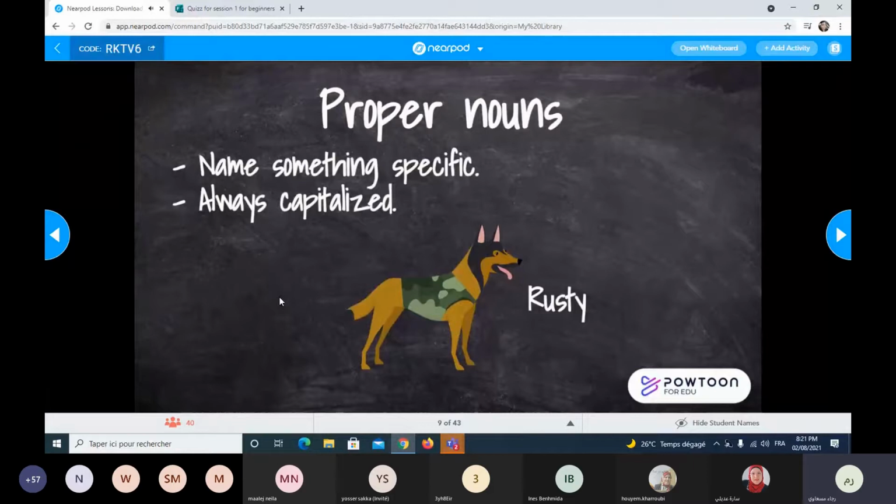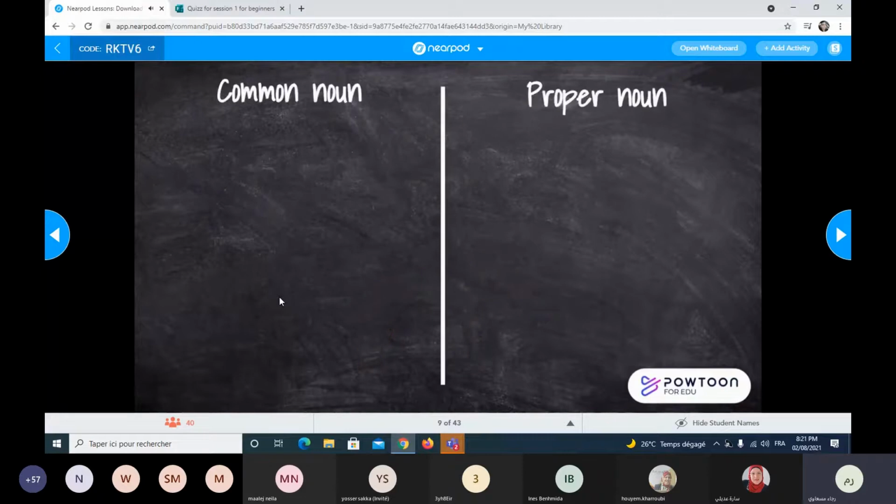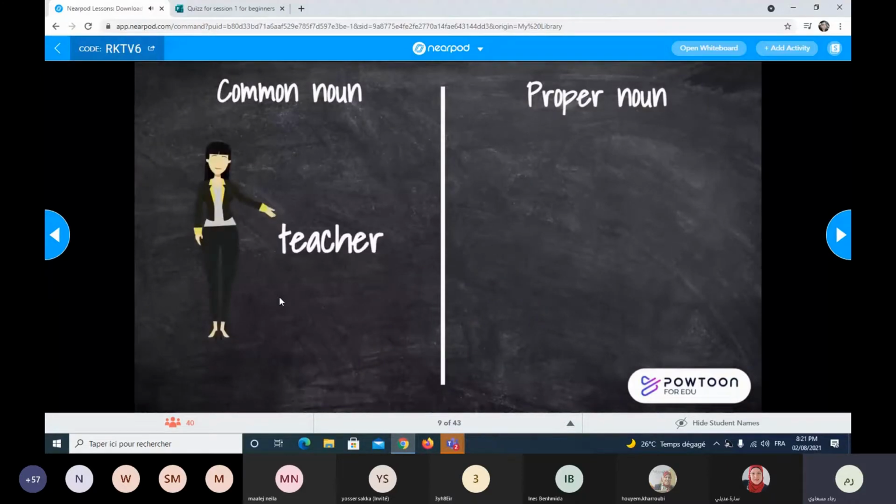Let's have another look at an example. Here is a teacher. Teacher is a common noun because it could be any teacher. Here is Miss Drought. This is a proper noun because we know it's a specific teacher. My teacher, Miss Drought. So we give it an uppercase letter.